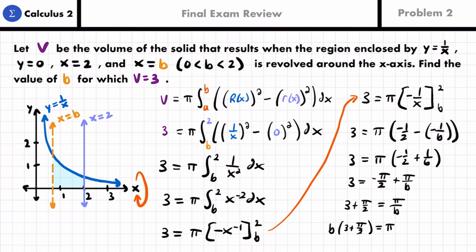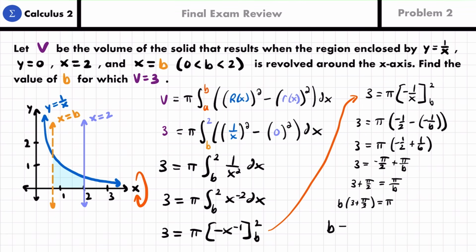And then our last step is to divide both sides of the equation by this quantity, which will then isolate and solve for b. So doing that, we find that b is equal to pi divided by 3 plus pi divided by 2. That is the final answer to this problem. It's a weird value for b, but if you put it into a calculator, it's approximately equal to 0.6873 and some more decimals, which does make sense.